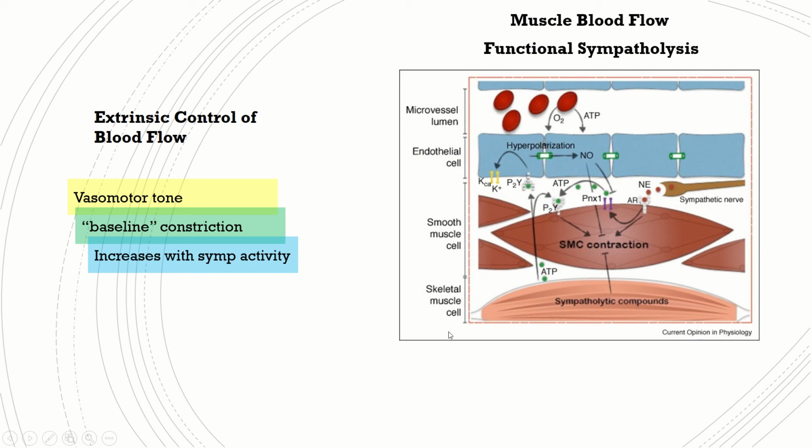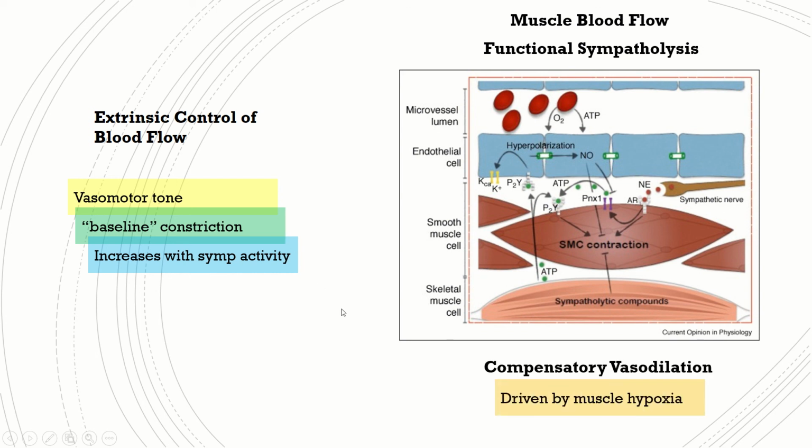Further increases in vasodilation can be caused by hypoxia, which is low levels of oxygen in the muscle, which is going to create a response where more oxygen is trying to reach the muscle. So further vasodilation occurs. So three local controls: metabolic regulation, pressure regulation, and endothelial vasodilators. One external regulator, which is sympathetic activity, and two muscle regulators, which are functional sympatholysis and compensatory vasodilation.